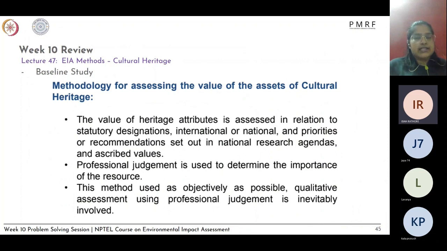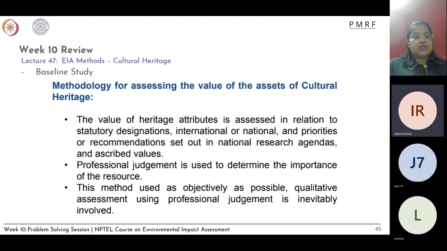So the value of heritage is assessed in relation to the statutory designations, international or national priorities or recommendations which are set out in national research agendas and prescribed values. These are basically official national and international documents. Professional judgment is often used to determine the importance of resources. So expert consultations can be used, and this method is used as objectively as possible. Qualitative assessment using professional judgment is inevitably involved.